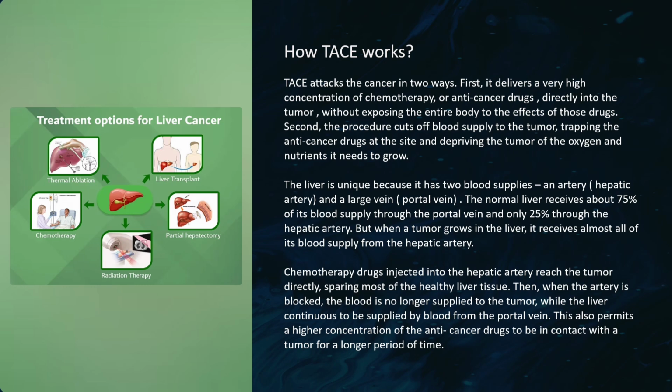So we will be introducing the chemotherapy drugs through the hepatic artery. Then, after giving the chemotherapy drug, we are cutting off, that is blocking, the artery. The tumor is no longer supplied with blood, while the liver continues to be supplied by blood from the portal vein. This also permits a higher concentration of the anti-cancer drugs to be in contact with the tumor for a longer period of time.